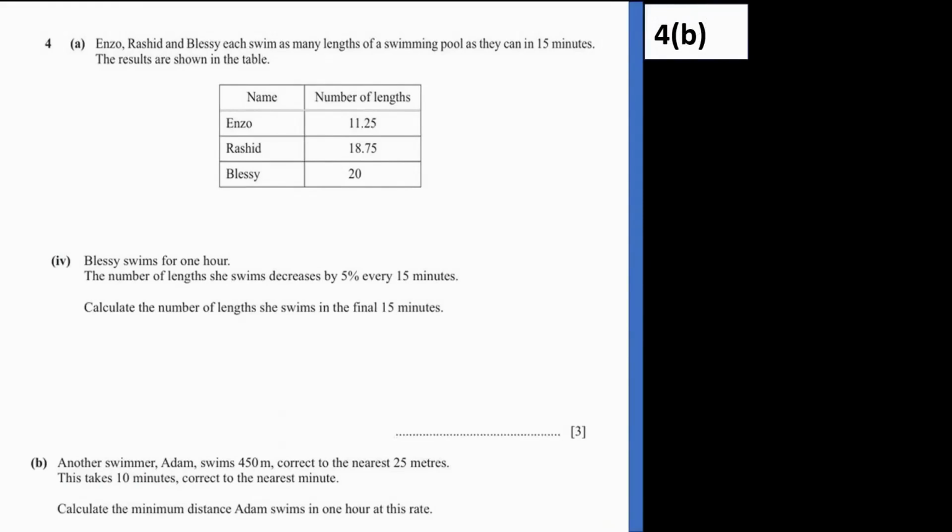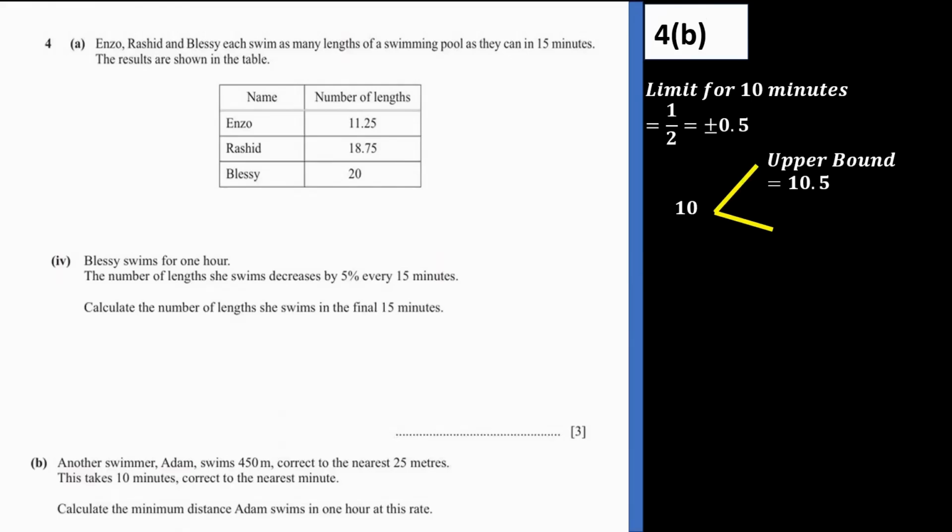We want to calculate the minimum distance that Adam swims in 1 hour. Okay, so we take the limits for 10 minutes, because we are told that it's to the nearest minute. We divide 1 by 2, we take this to mean to the nearest 1 minute, and we get plus or minus 0.5. And so we break these 10 minutes into upper bound and lower bound. Adding 0.5 gives us 10.5 as the upper bound, and removing 0.5 from 10 gives us 9.5 as the lower bound.